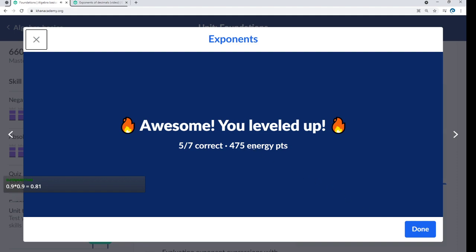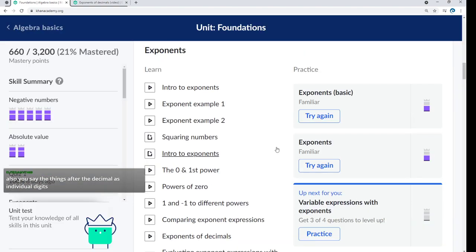5 out of 7, that was the limit to move up. Thanks, y'all, for all the help with this one. I learned a bunch of concepts that I totally forgot about, or maybe I just never learned them. I'm not really sure.